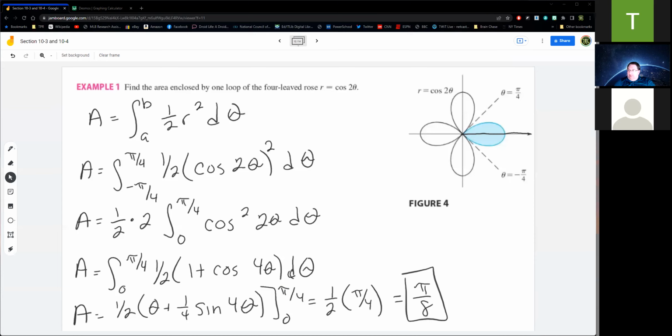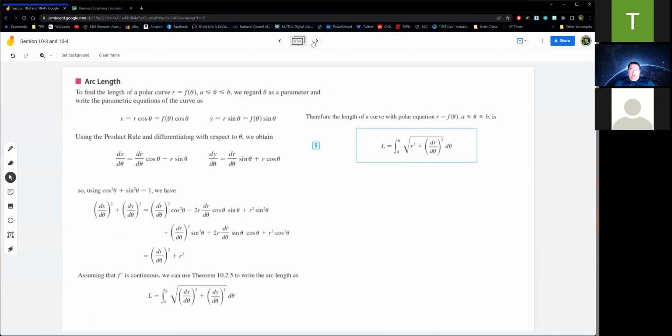All right. We've got one more that we're going to do. So arc length. This just proves this formula here, so you do not have to write all this down. If you want to look at how it goes through and comes up with this, that's what this is doing.